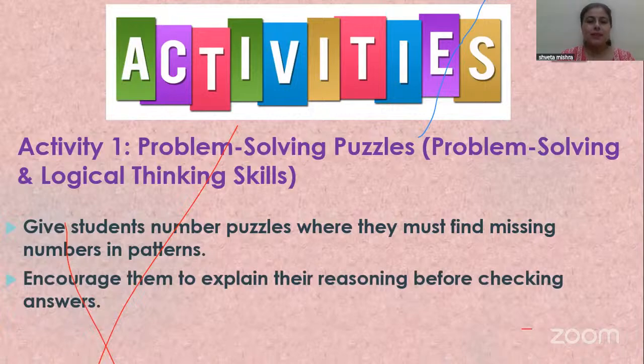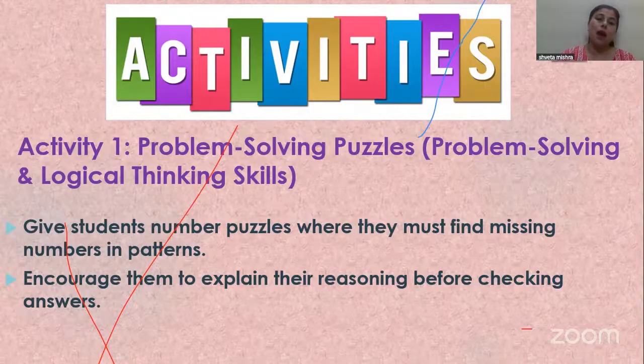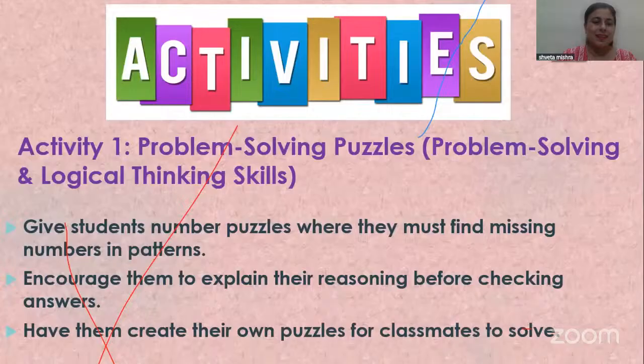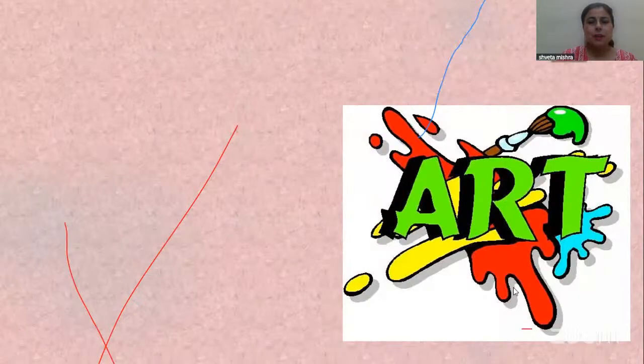Encourage them to explain their reasoning before checking the answer. Always let the child explain how he is getting to that answer, because it can always happen that the child sees somebody else doing the ticking and he also takes up the same tick marks and shows, ma'am, I have done. How he has done it, that is to be asked. Then have the students create their own puzzles in the maths class and solve them. Maths puzzles are really interesting. And once the children see it can be done this way, they do it.